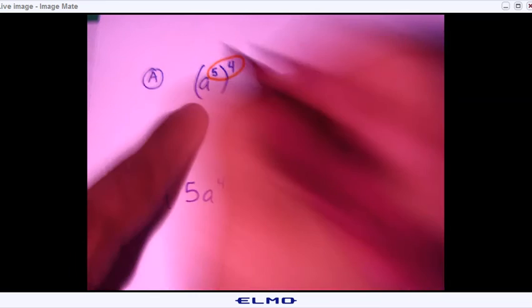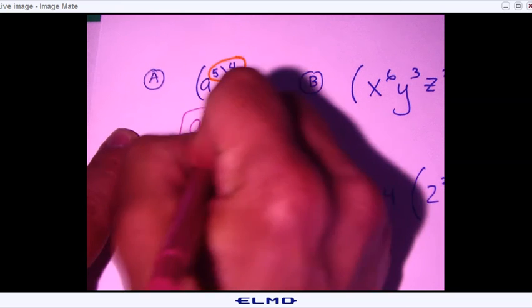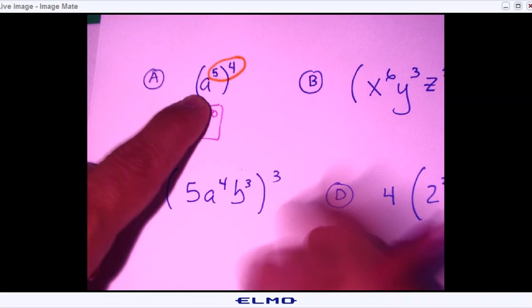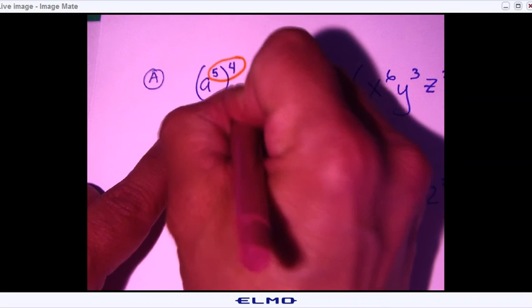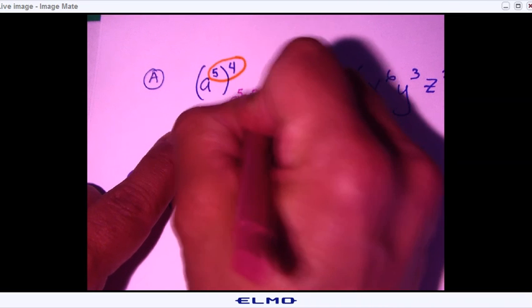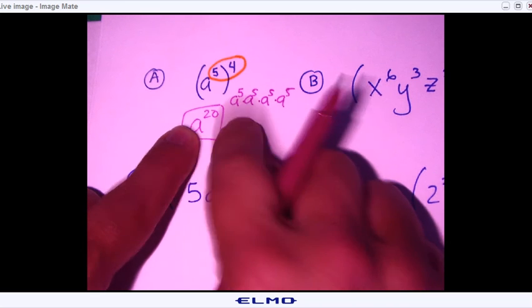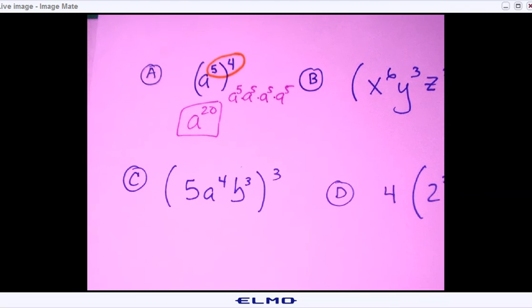All right, so that's what? 5 times 4 is a to the 20th. Now, some of you did it the other way, which is awesome: a to the 5th, 4 times. So you did a to the power 5, a to the power 5, a to the power 5, and a to the power 5. See that? You don't multiply here, you add them. So you either multiply or add.